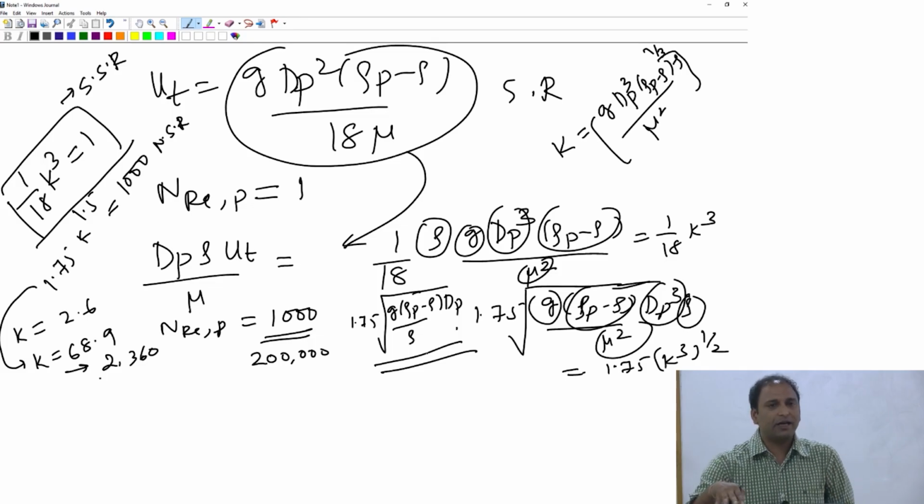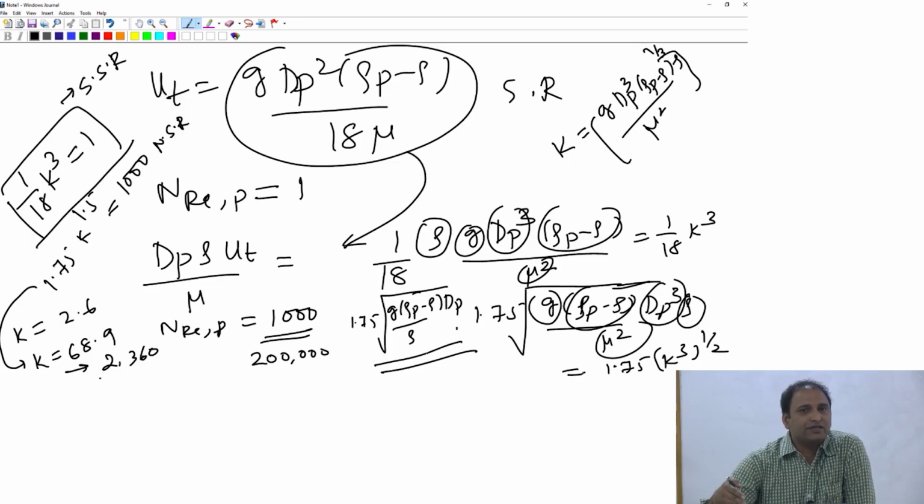Okay, it was just a manipulation, right? It was just a rearranging of the expression for each of these UTs, and then equating that to the limiting value of the Reynolds number for respective conditions. Okay, that's all we've done.